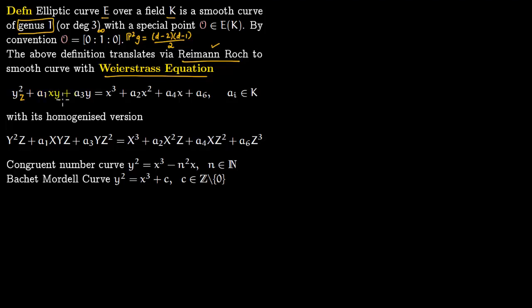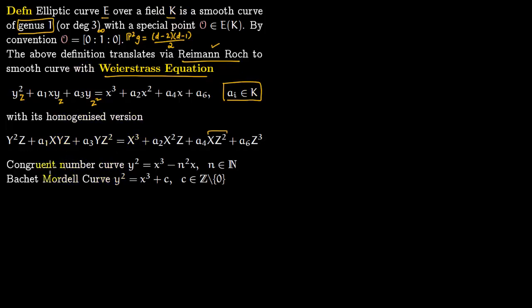This is degree 2, so put a z here. This is degree 1, so put a z square here. As you can see, this is already degree 3, so you don't do anything. This is degree 2, put a z. This is just degree 1, so put a z square, so you get degree 3 everywhere. This is degree 0, so you put z cube. Each of these coefficients, a1, a3, a2, a4, a6, all of these lie in our base field K. So this is the homogenized version.